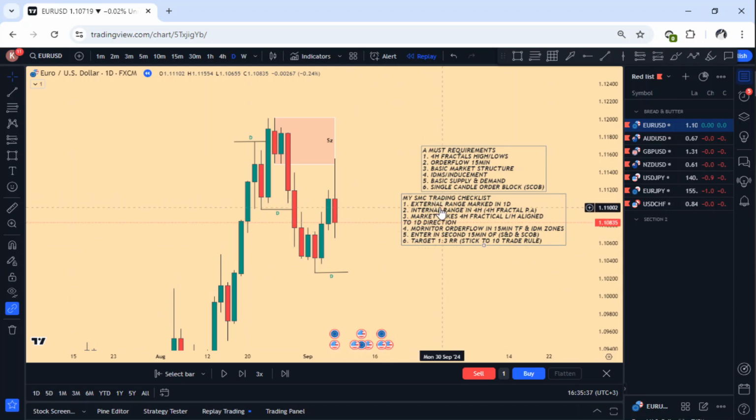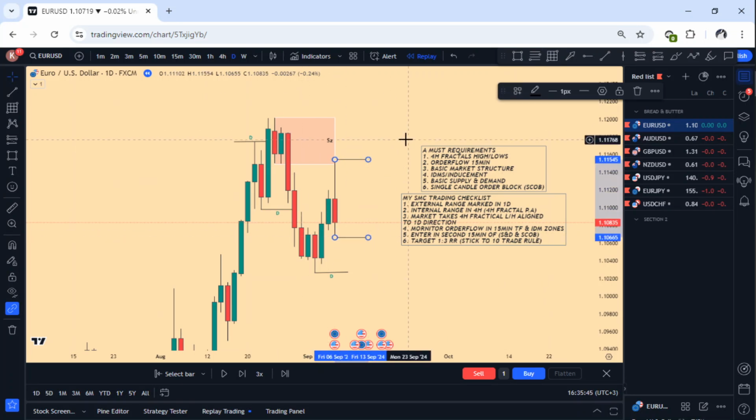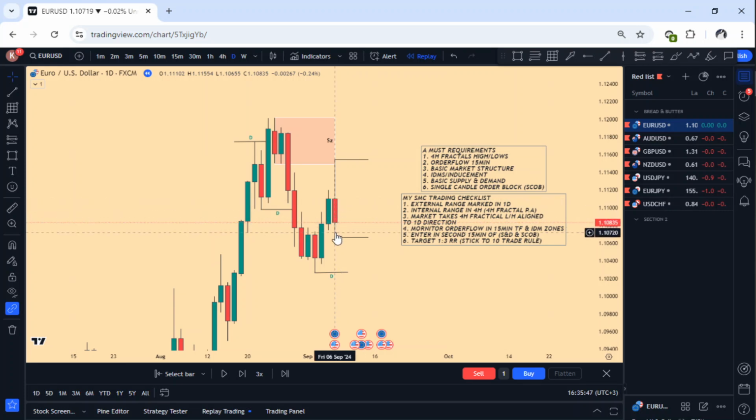Why? Because we mark the external range marked in days. So we come here, mark the high and the low. If you look at this candle, it closed bearish, red, it means we are supposed to be selling. That is how we get our daily bias. So we cannot be buying this day. On this Monday we cannot be buying, we can only be looking for sales. So I've already marked my external range marked in 1 day, done.